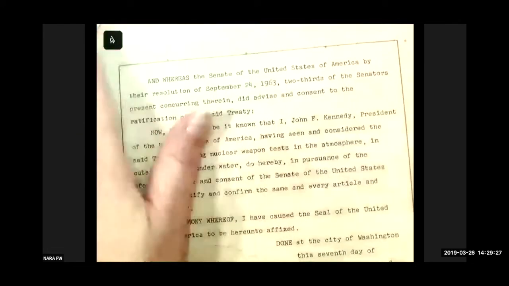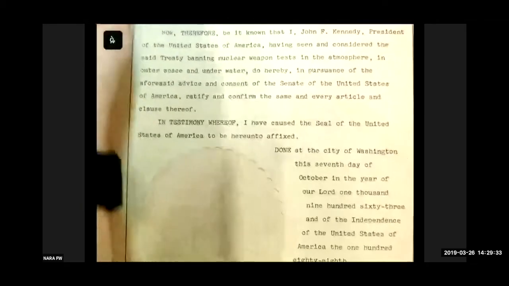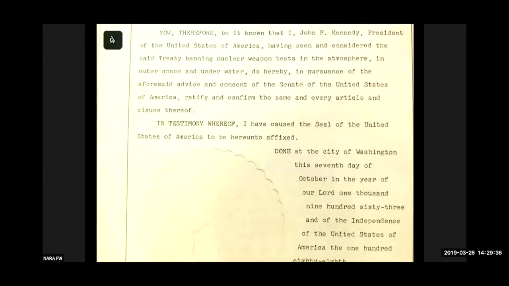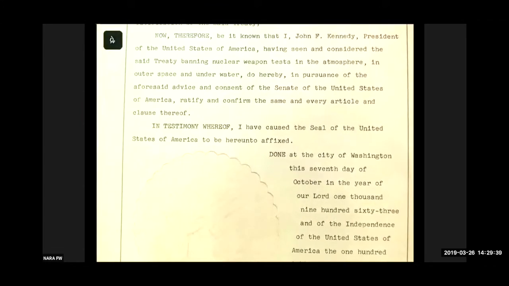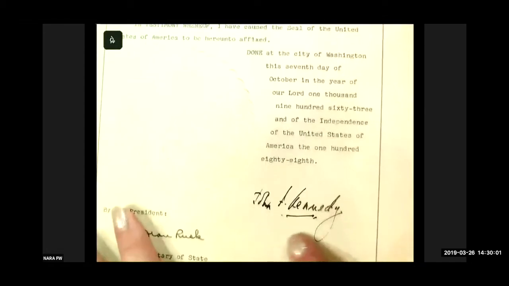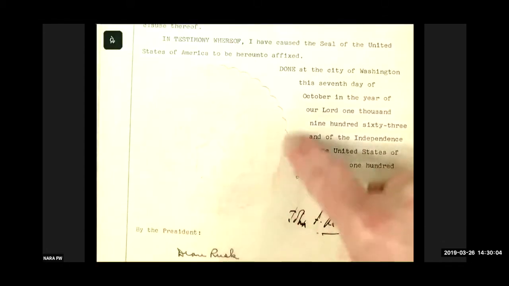So this particular document is a treaty and shows the power of the president to be able to enter into a treaty. This was the treaty banning nuclear weapon tests in the atmosphere, outer space, and underwater. It was originally signed between the three countries of the U.S., the United Kingdom, and the USSR at the time, now currently Russia. And it says on the last page where President Kennedy signed it, you can see his signature here, and then you can also see the presidential seal.